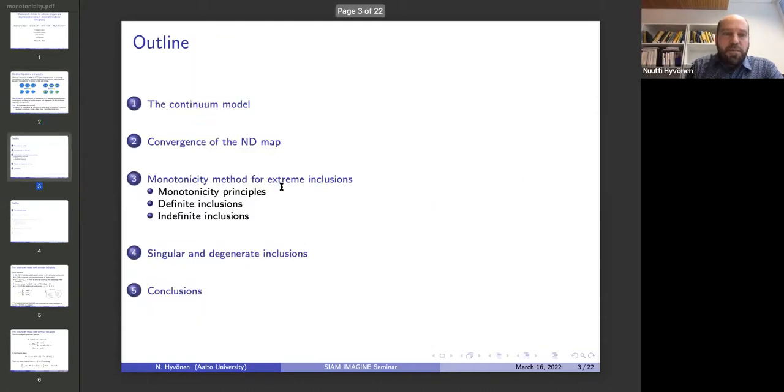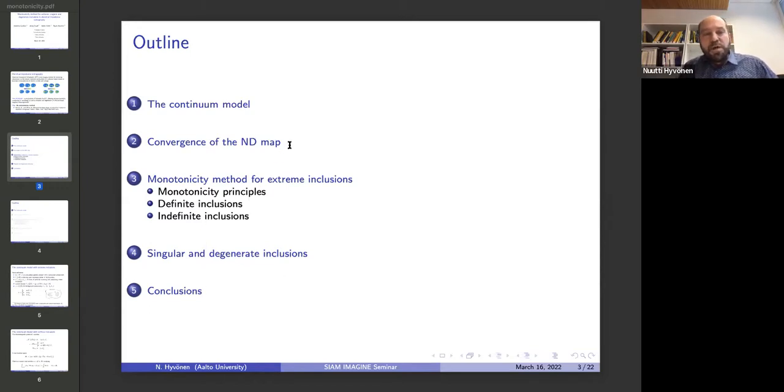And then about the outline of the talk. So first I will introduce the continuum model that I will be using. In order to be able to prove actual reconstruction results, one typically needs to use a continuum model. There are also new results on uniqueness for finite parameterizations of the conductivity using only a finite number of measurements, but that's not something that will be considered today. So I will assume that I have idealized measurements, infinite data, and then I will introduce the monotonicity method and then consider characterization of inclusions. And the final part is noting how the singular and degenerate inclusions can be tackled.